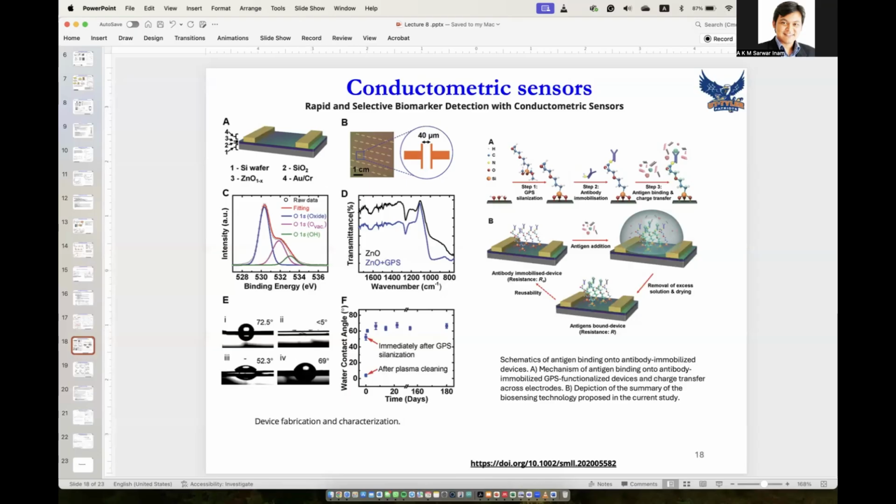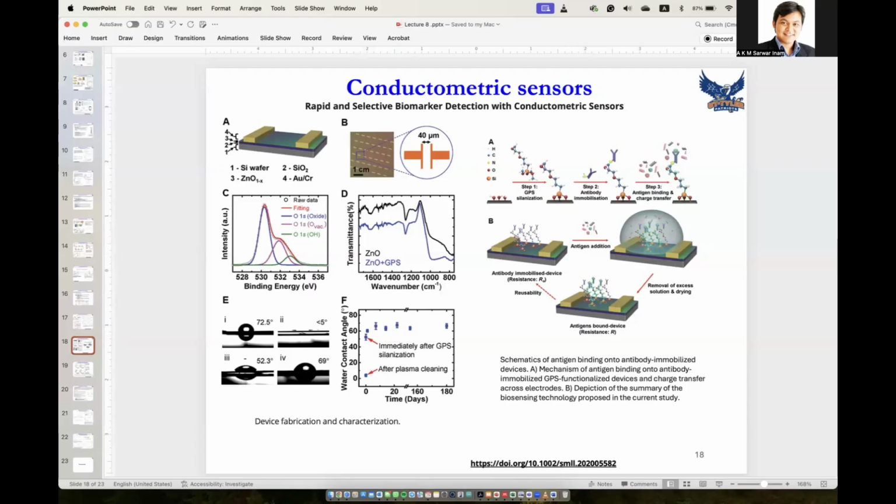From this figure, you can see here the GPS on zinc oxide device is stable for at least 6 months at ambient condition. This conclusion is derived based on the time dependent measurement obtained for GPS on sealant using water contact angle. They're using this water contact angle here.